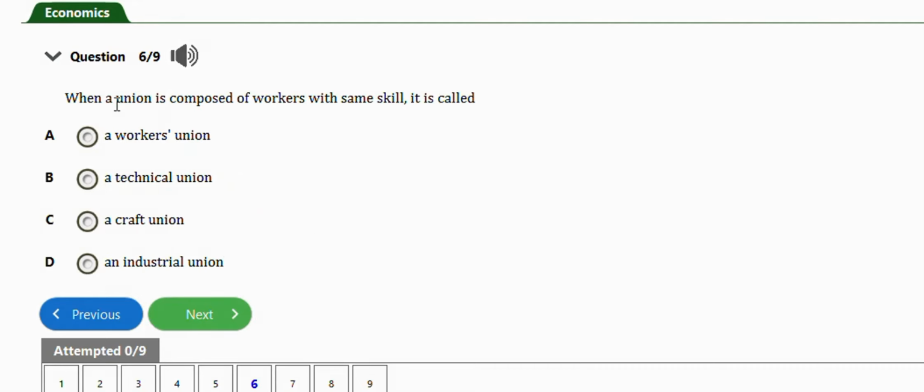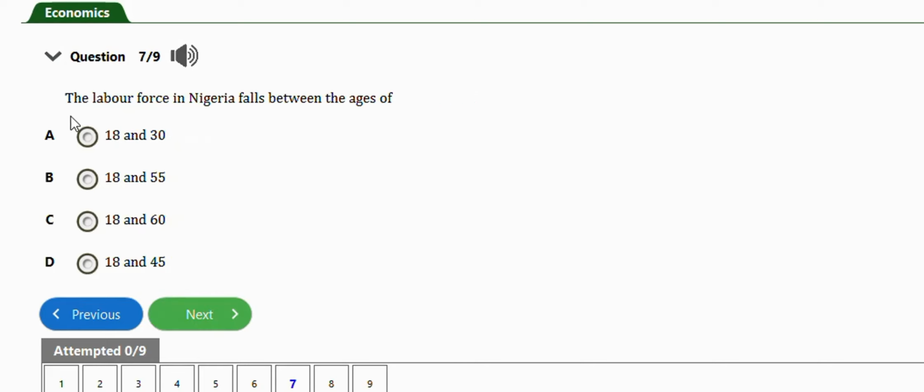Okay, next question is this one. It says when a union is composed of workers with the same skill, it is called. We have a workers union, a technical union, a craft union, an industrial union. The right answer is option C, a craft union. Next question is this one. It says the labor force in Nigeria falls between the age of 18 to 60. Option C, guys. Okay, so that's the right answer here.